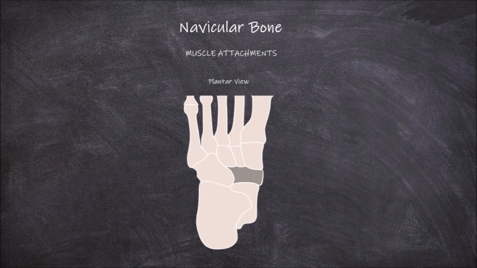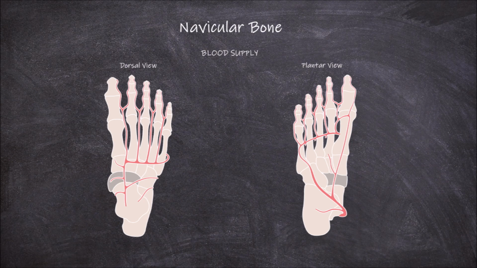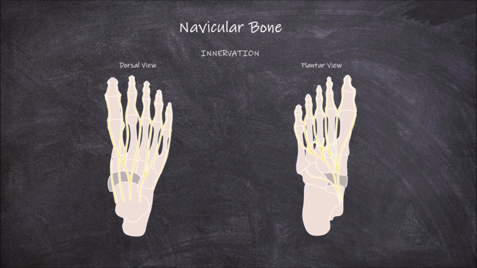Only one muscle attaches to this bone. A portion of the tendon of the tibialis posterior muscle attaches onto the tuberosity of this bone. What about blood supply to this bone? This bone is supplied primarily by the dorsalis pedis artery on the dorsal surface and the medial plantar artery on the plantar surface. What about innervation of this bone?